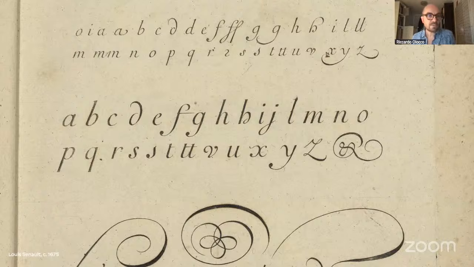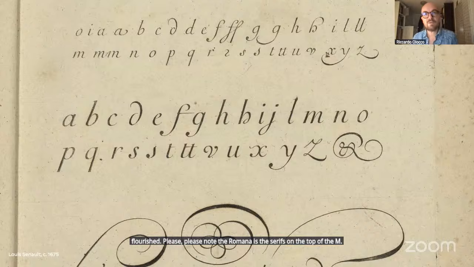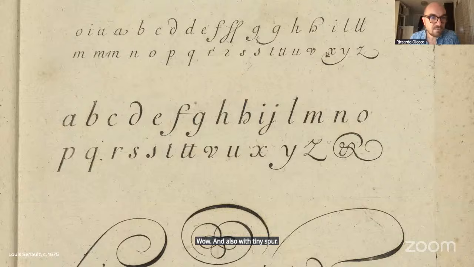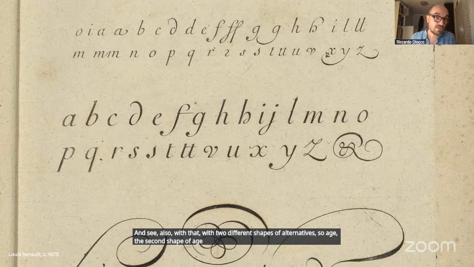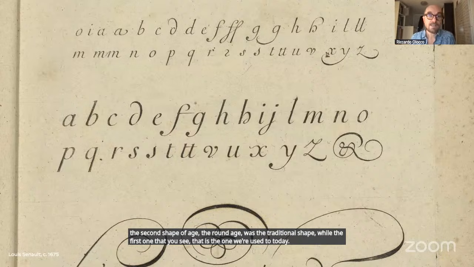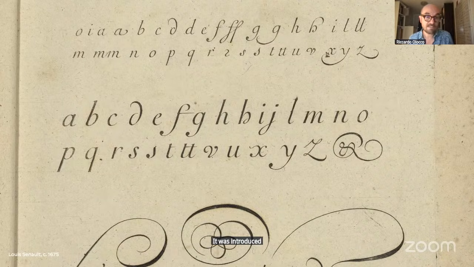Please note the romanized serifs on the top of the M and N. We will see them later in the Romain du Roi. And also the tiny spur on the right of the L, that you can see here. This is very tiny, but you see it at the foot. And we see a similar spur in H too. And see also the two different shapes, the alternatives of H. The second shape of H, the round H, was the traditional shape, while the first one that you see, the one we are used to today, was introduced basically in the 17th century.